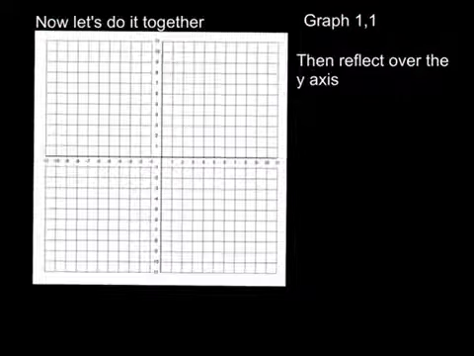Now we're gonna do it together. So you just gotta graph 1, 1, easy. Put that there. And then you reflect over the y-axis. So then what you do is you just put that right there. It's a reflection of what you see.